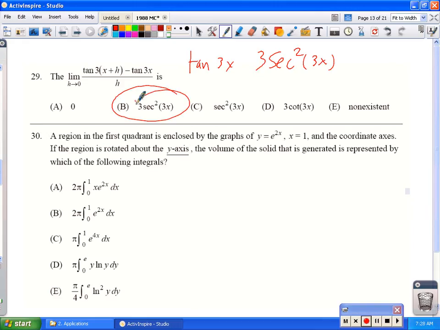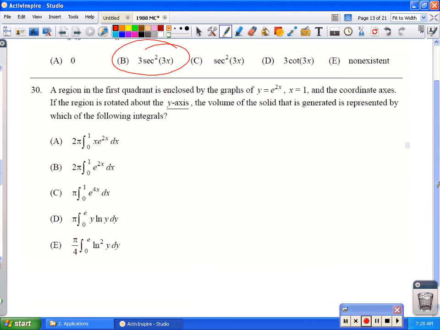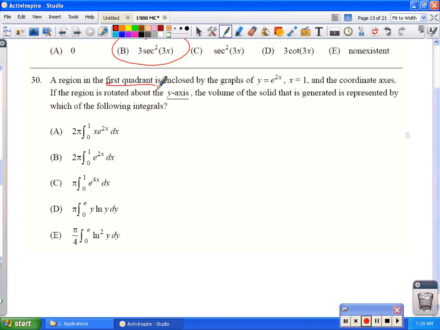Number 30, we're looking for a region in the first quadrant that's enclosed by y equal to e to the 2x. Now e to the 2x is an easy graph. It just grows a little bit faster than e to the x. And then we have x equal to 1. Okay, and they want us to rotate. Oh, here we go. Rotate, revolve about the y-axis.